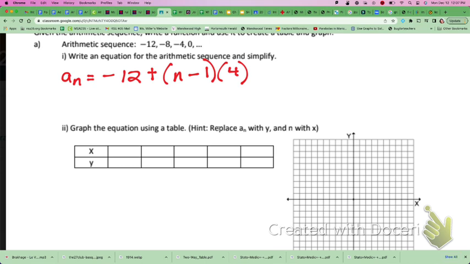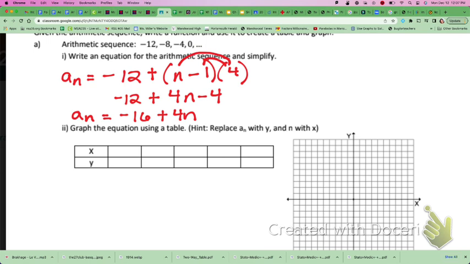Can we simplify that right side? How do I get rid of parentheses? Can we distribute the 4 through to get rid of parentheses? Remember we use the distributive property? So 4n minus 4 when we distribute. Then we have a negative 12 plus. Do I have any like terms here to combine? I have a negative 12 and a negative 4, which makes negative 16 plus 4n. So a sub n is equal to negative 16 plus 4n.